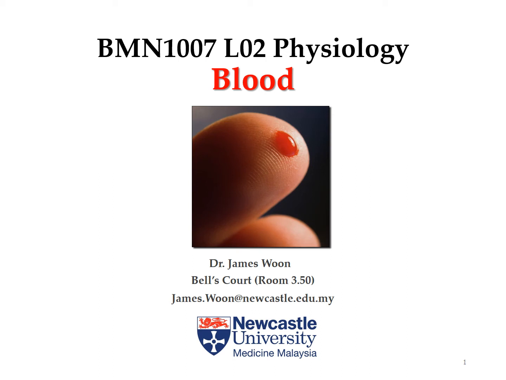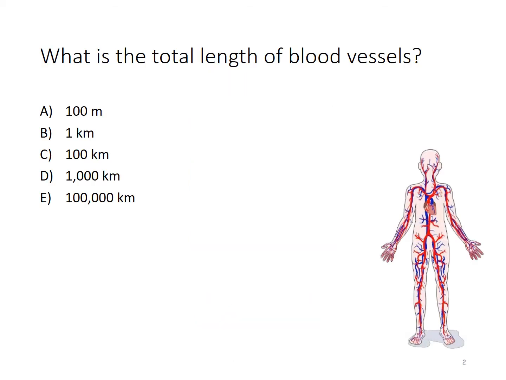Hello everyone. In the first section of physiology, we'll discuss blood and its functions. And here is a question before we begin. Take a guess. What is the total length of blood vessels in your body, if all arteries and veins were to join together end to end? Well, the answer is E, 100,000 kilometers.